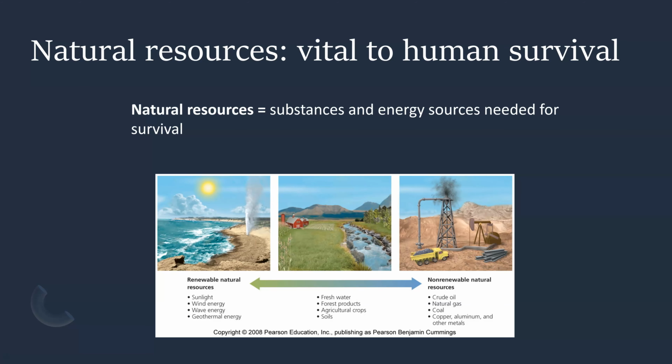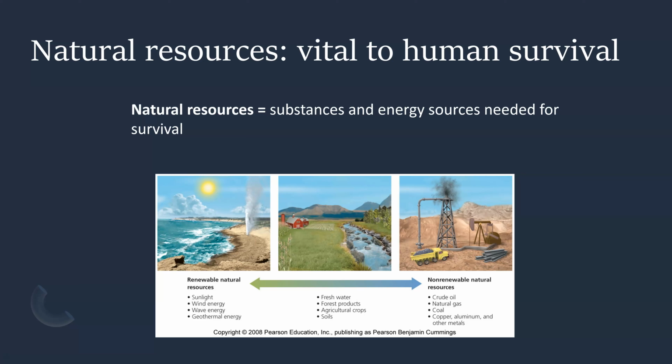So let's talk about natural resources. These are vital to our survival. We'll talk more about these in a few modules from now, but a natural resource is any substance and energy resource or source needed for survival. So anything that we need in order to survive. So our renewable natural resources would be something like sunlight, wind energy, wave energy, geothermal energy. Geothermal energy comes from energy from hot magma.